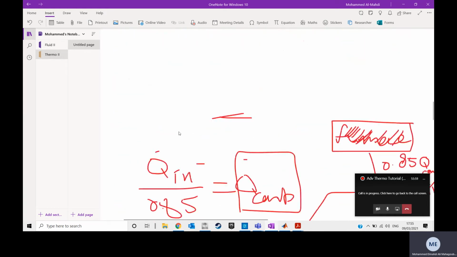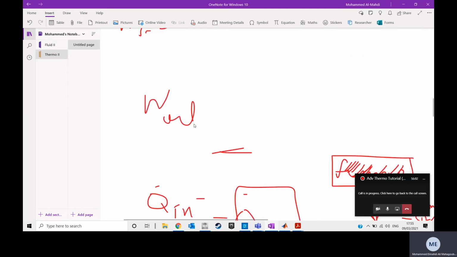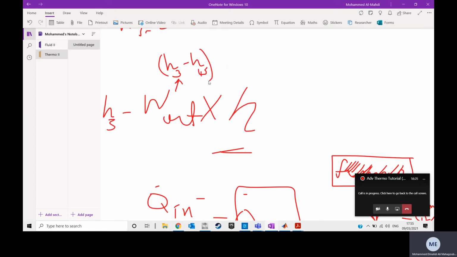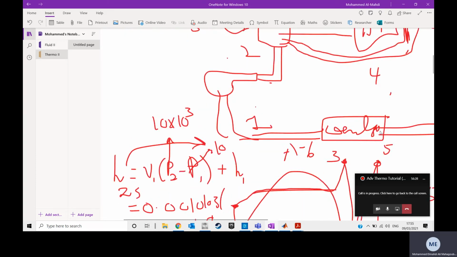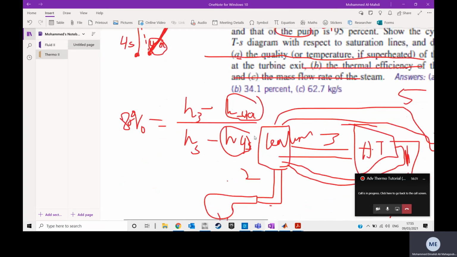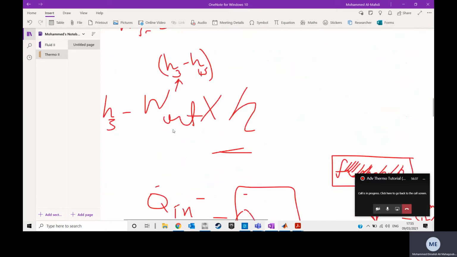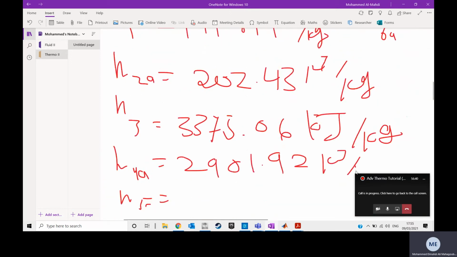Or you can do another thing: find the work for the compressor and then multiply it by the efficiency, and then subtract it from H3. This is going to be somewhat tedious, not tedious, but just longer. This is going to be H3 minus H4S. This one is the isentropic, which is here. Where did we write the equation? This one is isentropic, so you multiply by the 80%. But don't do it. This one is easier. So now we got this one.